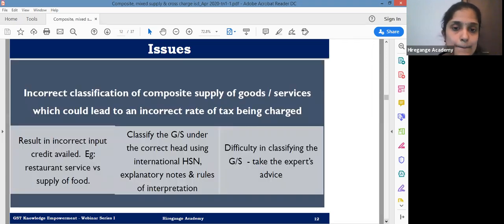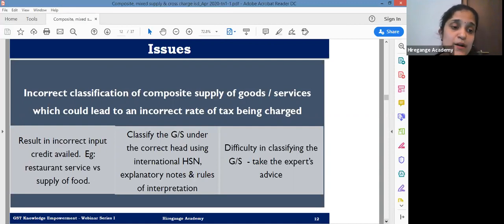Now, what happens if multiple supplies are being wrongly classified, leading to a wrong tax rate being charged? Herein, one example could be a restaurant service. The restaurant is giving a service versus treating it to be a supply of food, taxing only the food portion at the rate applicable to the respective food or beverage item. For restaurant service, subject to some specified conditions, one of the conditions being that credit should not be availed, tax can be paid at 5% output GST. But what may happen sometimes is that tax may be paid on certain items of food or beverages at a higher rate, say 18%.